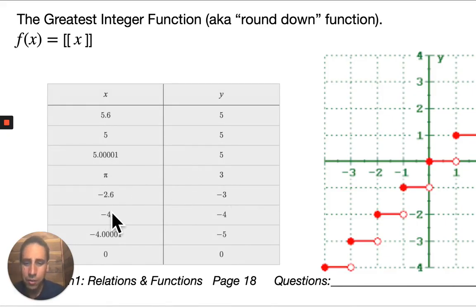The negative numbers get a little tricky because negative 2.6 rounds down to negative 3. We want to keep on rounding it down towards negative infinity. So negative 4 rounds to negative 4, but negative 4.00001 rounds down to negative 5. And 0 rounds to 0.